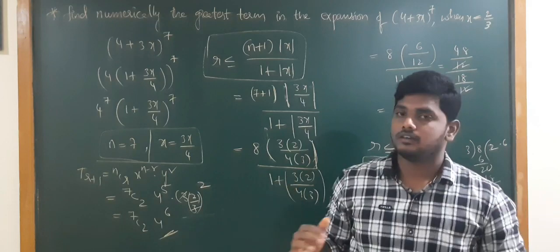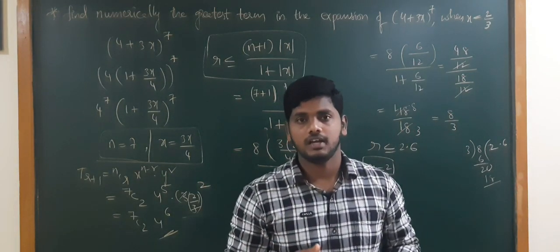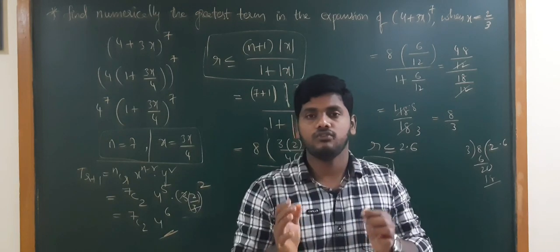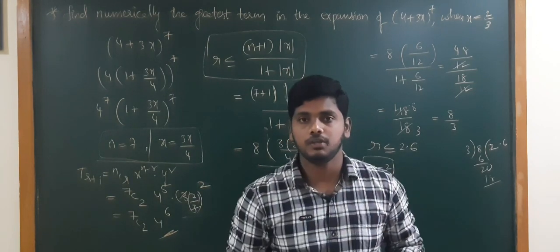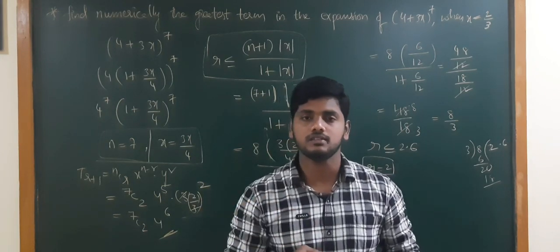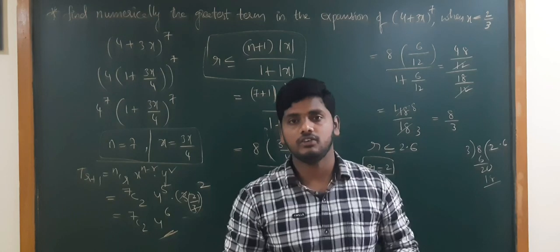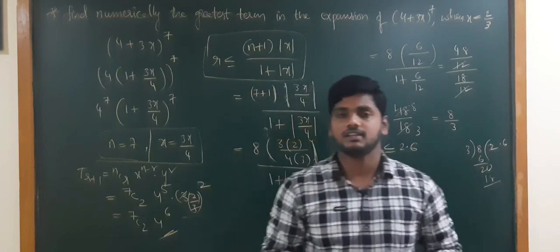So we have discussed how to find the largest coefficient and largest term in an expansion, and how to find the r value and n value if some particular three terms are in AP. Based on those, we have discussed some questions, formulas and tricks. Based on that, I will give an assignment. You also do that. If you have any doubts regarding that, you can ask without any hesitation.